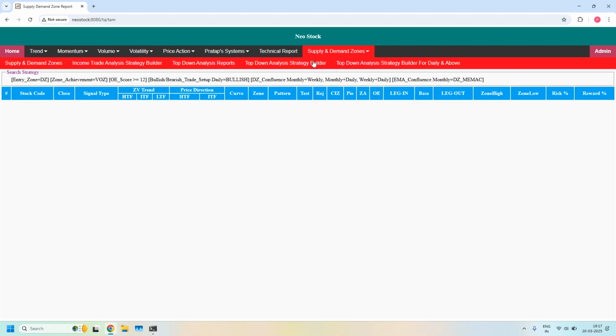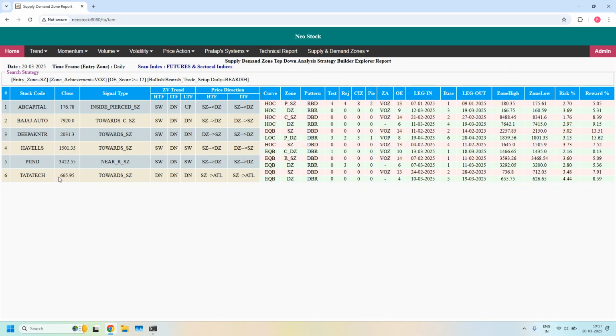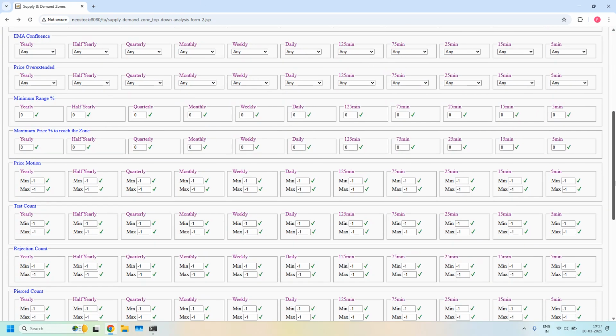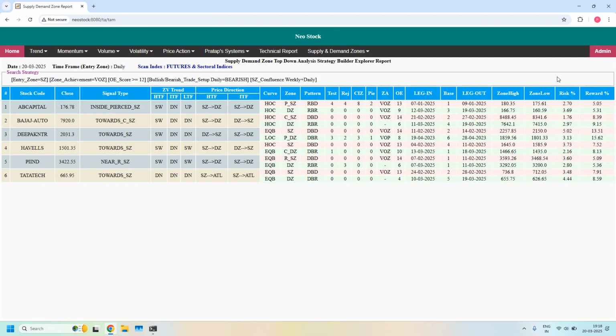Next, the bearish trade setup for monthly income trade, entry time frame daily, entry zone supply zone. At daily, I am selecting bearish, zone achievement VOZ, minimum order enhancer score 12. And we got 6 stocks supporting the bearish trade setup for monthly income trade. Let's further filter based on zone confluence. First filter, LTF, ITF supply zone confluence, that is daily, weekly supply zone confluence. With this filter, out of 6, we got all 6 stocks.